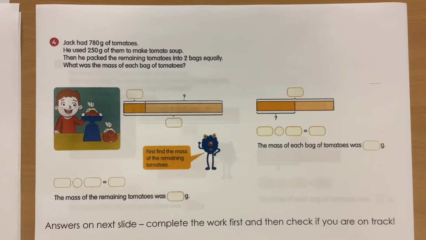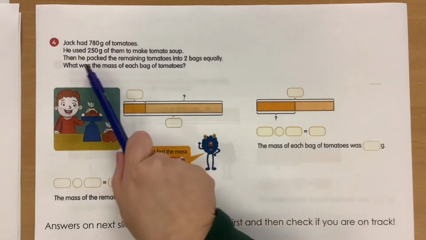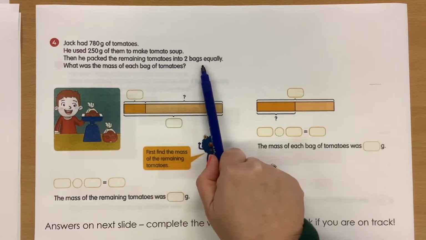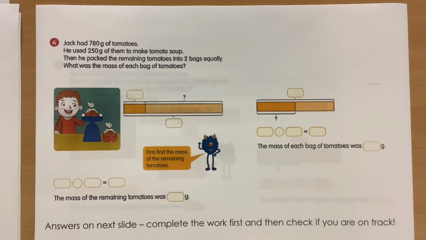So let's think about the facts that we know so far. Jack had 780 grams of tomatoes, so that's the total amount that he had. And he used 250 grams of them to make soup. He then packed the remaining tomatoes into 2 bags equally. So we know that we're going to be splitting something into 2 equal groups, but we don't know the mass that we're going to be sharing. So first of all, we have to work out the mass of the remaining tomatoes before we can then work out how much goes into each of these 2 bags.